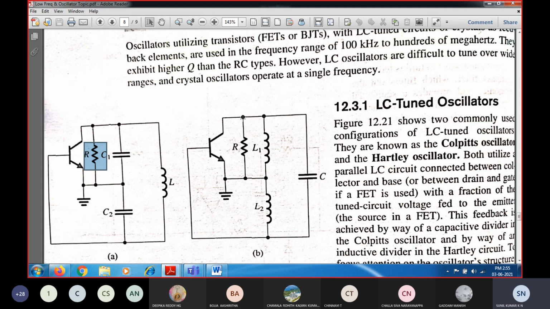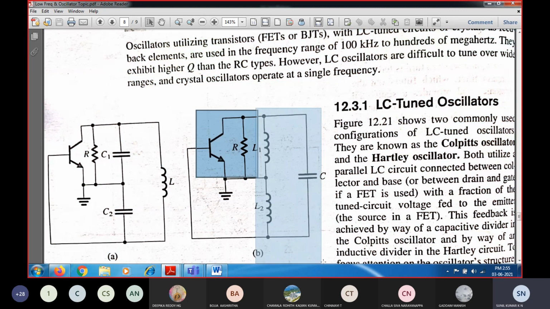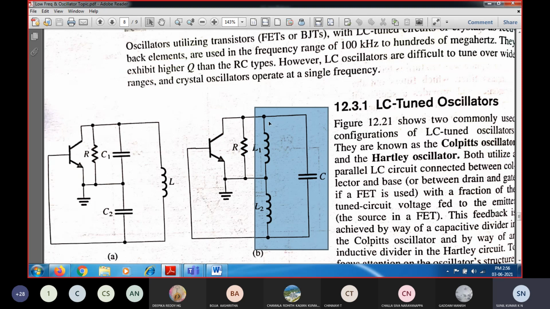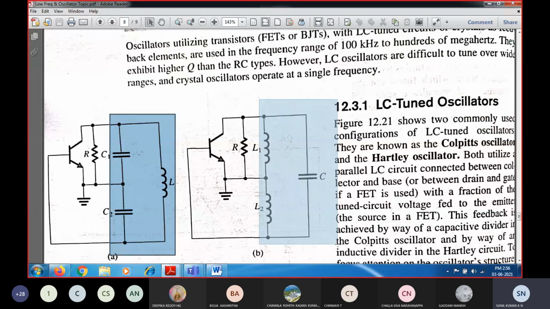Here also you have one resistance connected between the collector and emitter. This is the amplifier network, and this is the feedback network. The feedback network takes the output at the collector and gives it to the input at the base. So one is the Colpitts oscillator, another one is the Hartley oscillator.